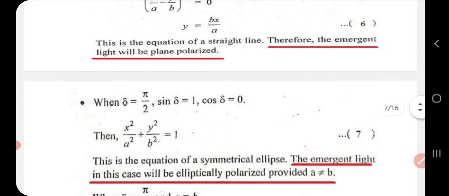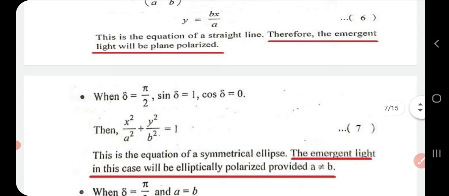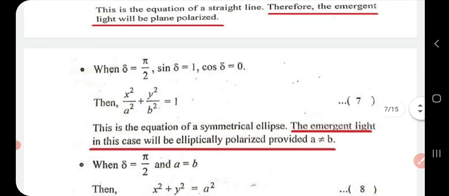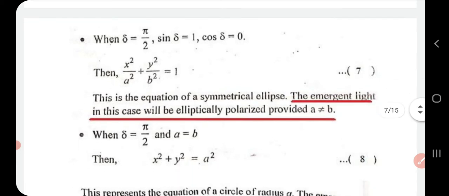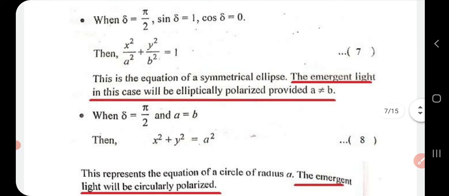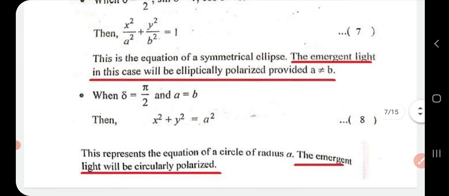Now suppose that the path difference is 90 degree, that is pi by 2. In such case, sin delta will be 1 and cos delta will be 0. Now what will be equation 5? It will be x square by a square plus y square by b square is equal to 1. What is this? This is the equation of a symmetric ellipse. Now this means that when the path difference is 90 degree, emergent light will be elliptically polarized provided a not equal to b.